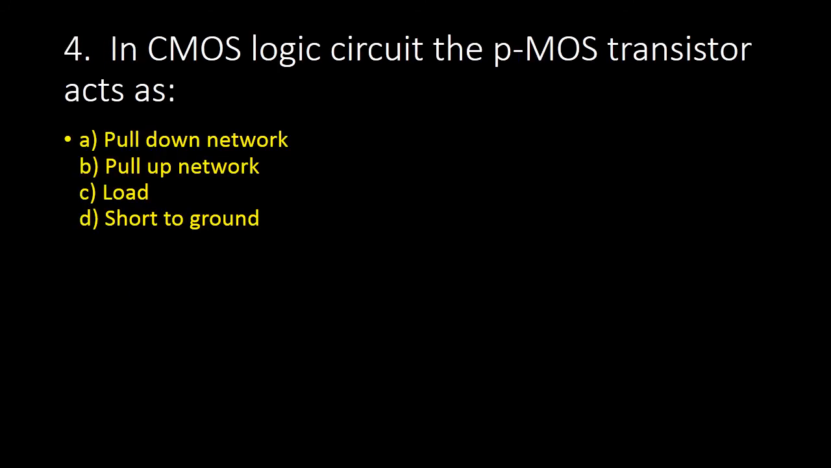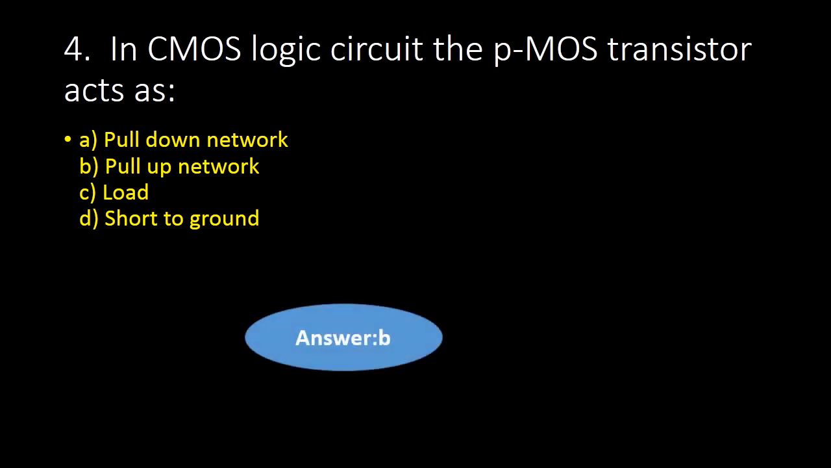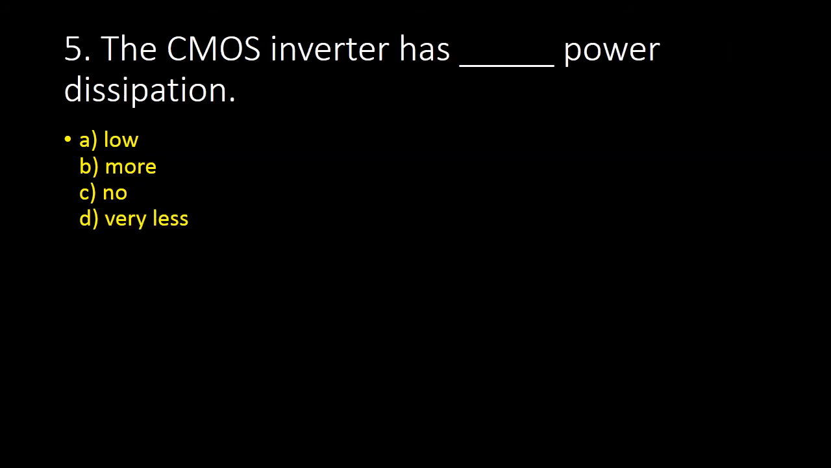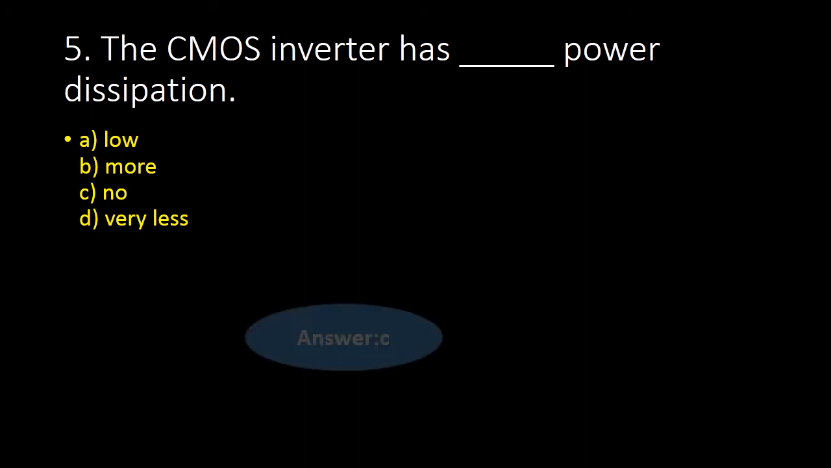Next question, in CMOS logic circuit, the PMOS transistor acts as, so always remember, for pull-up network you will be using PMOS transistor, and for pull-down network you will be using NMOS transistor. Therefore option B is the right answer. Next question, the CMOS inverter has dash power dissipation. So here it has no power dissipation. Therefore option C is the right answer.